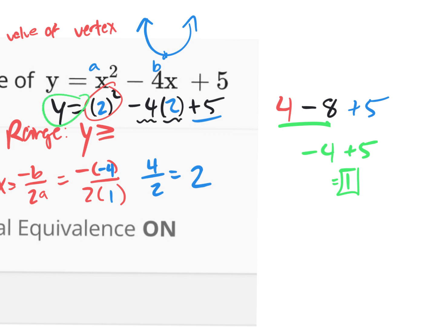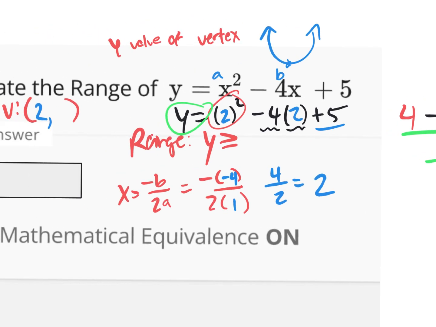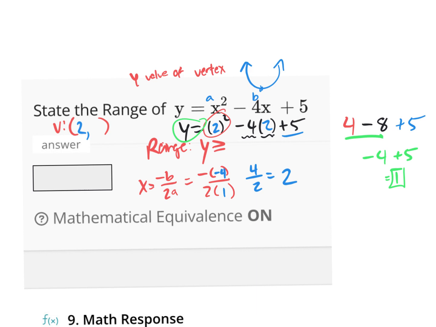So let's go back over here. And the y value is +1. So now that we know the vertex, and now that we know that it opens up, we know that the range is y is greater than or equal to that y value of the vertex, +1. So that's the range: y is greater than or equal to 1.